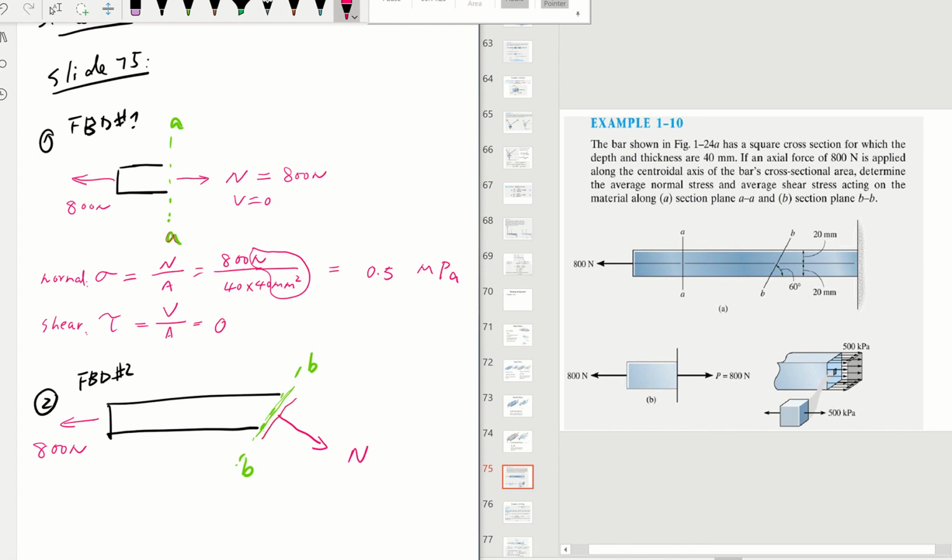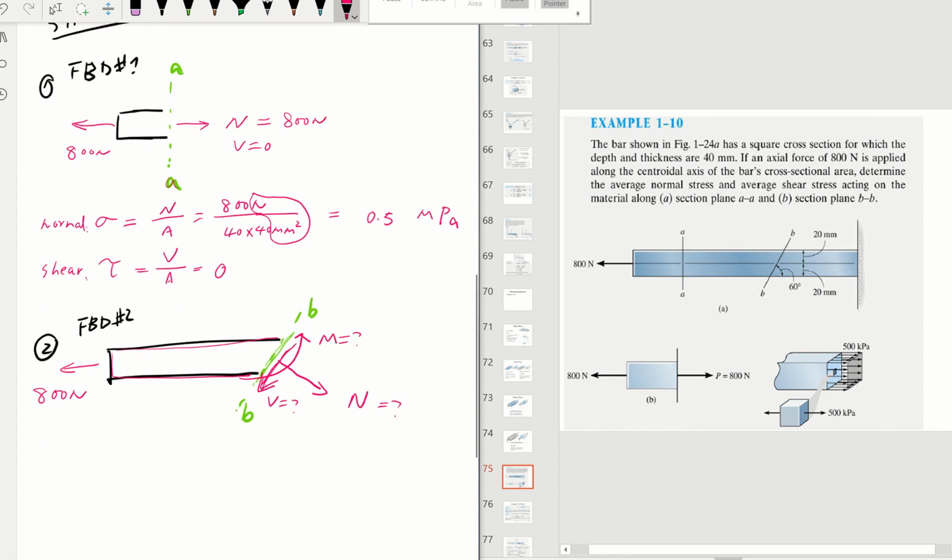And we're going to use the same sign convention to make this entire section clockwise rotation. So that will be going downward. So that's our V. And of course, we can write down our bending moment. But now let's look at the bending.